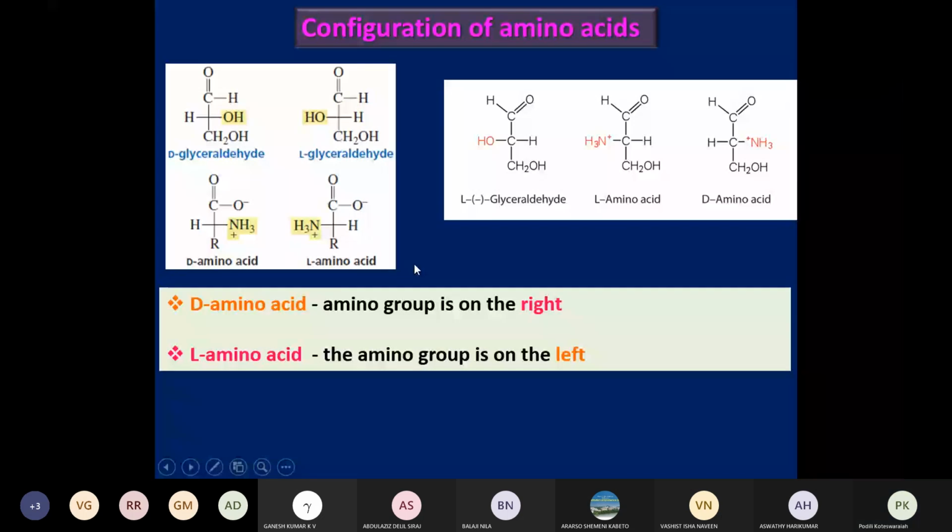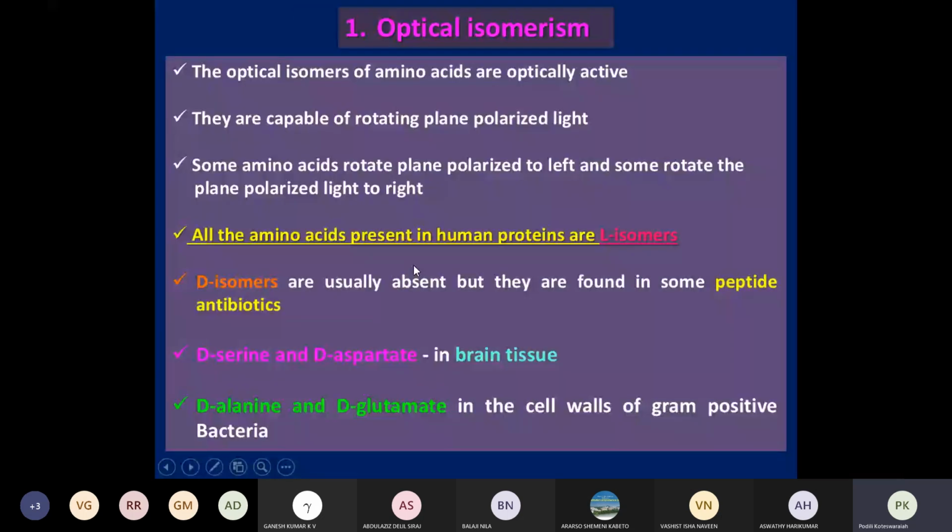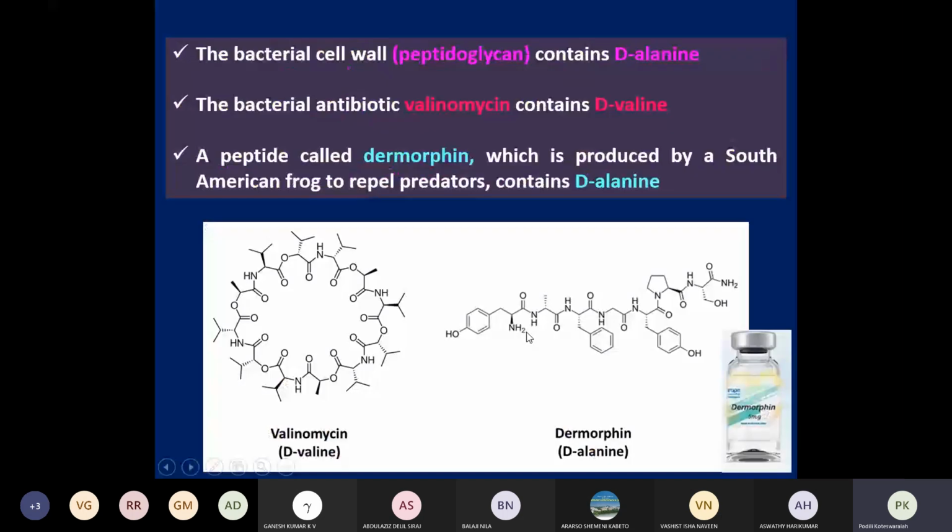And of course, D amino acids are also present very rarely, but naturally only L amino acids are present in the proteins, but not the D isomers. But the D isomers are also present in some cases, like in some antibiotics, like valinomycin contains D-valine, and also the peptidoglycan, as we have already said in the previous class.